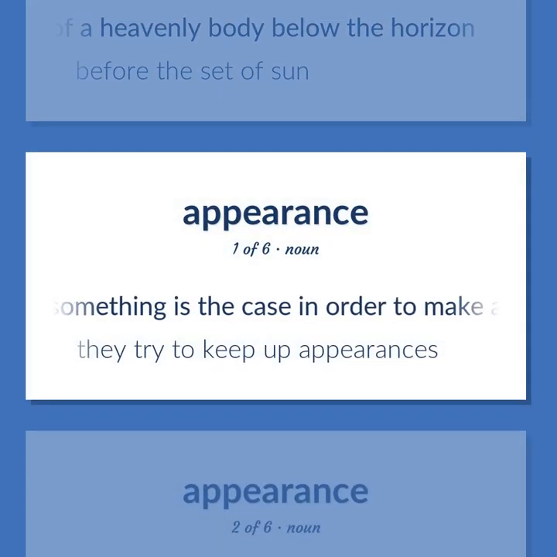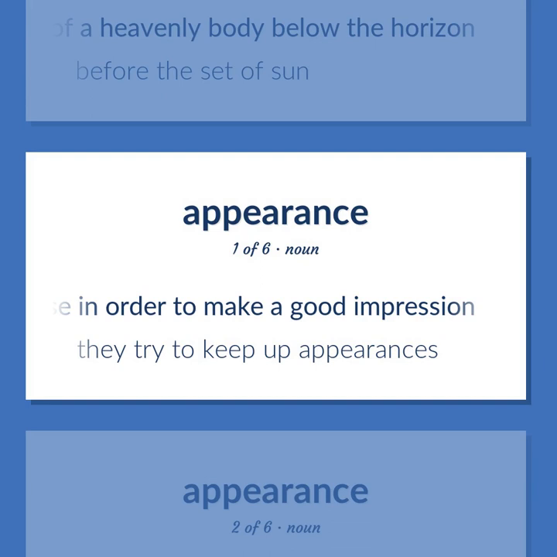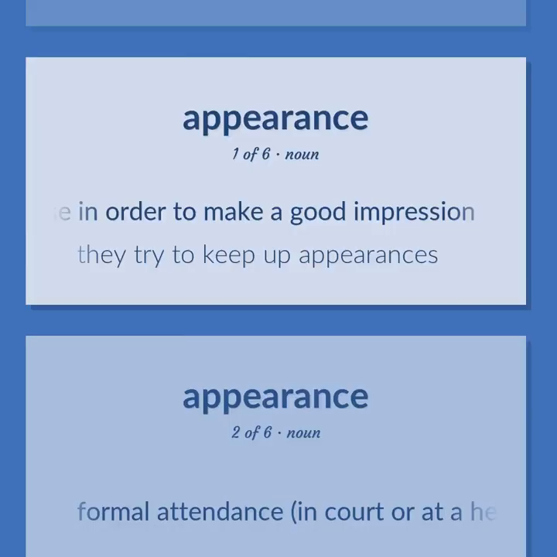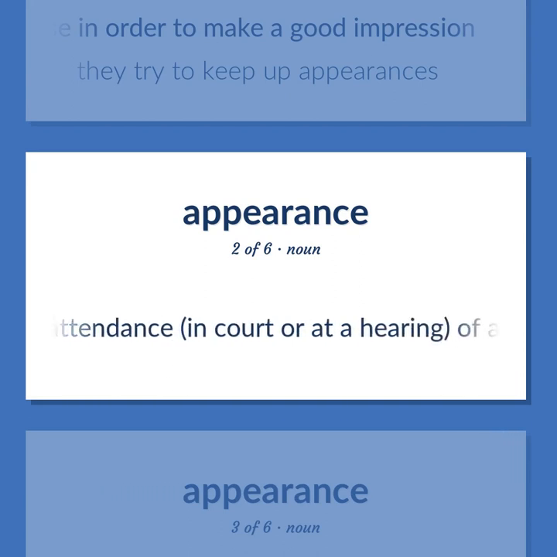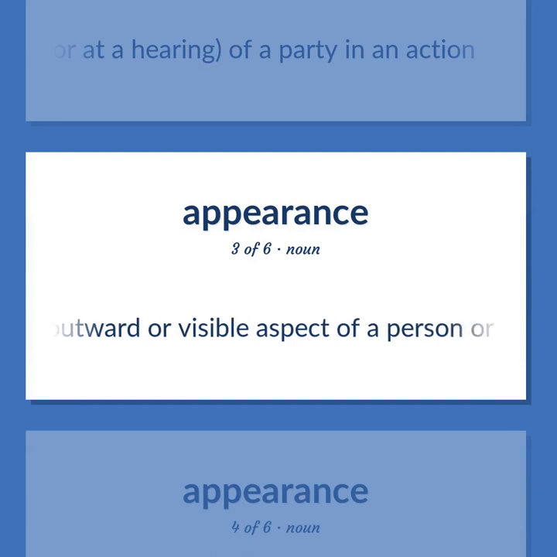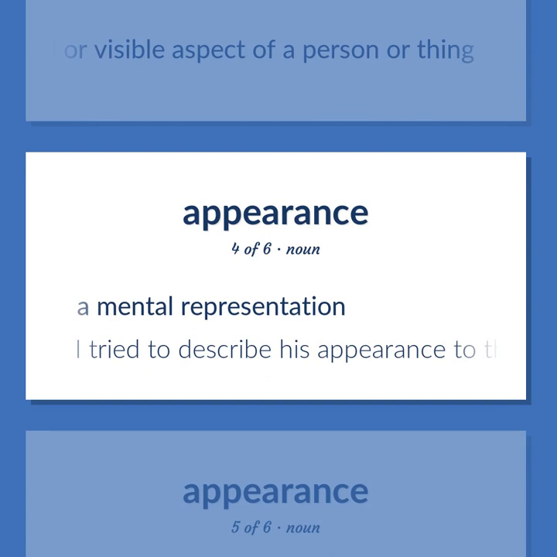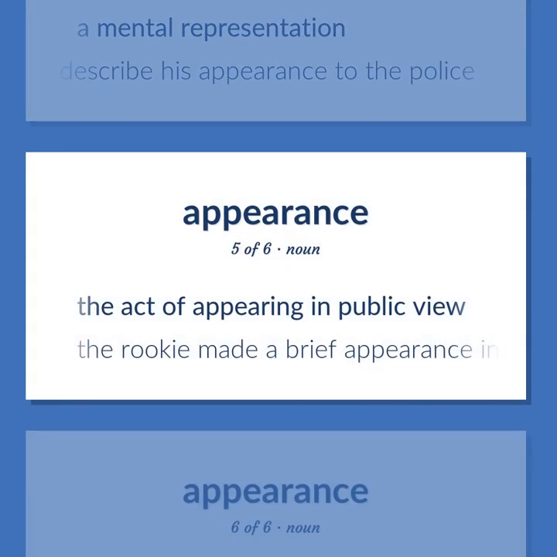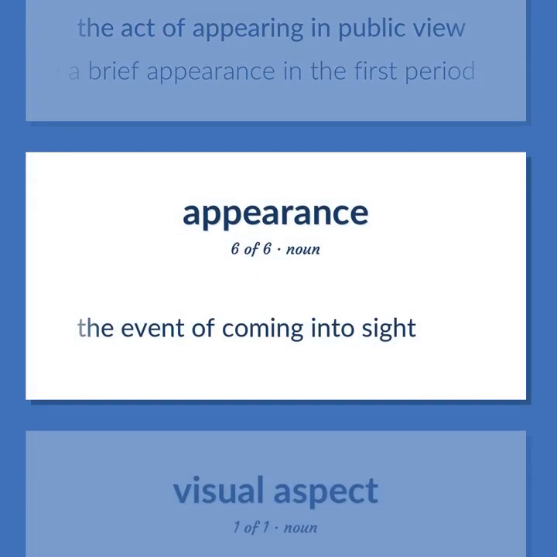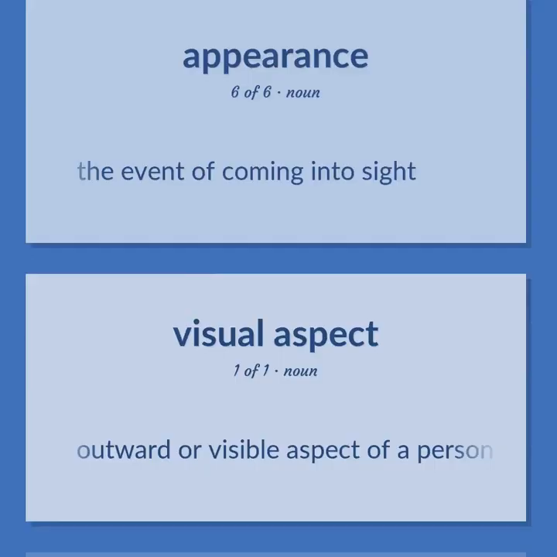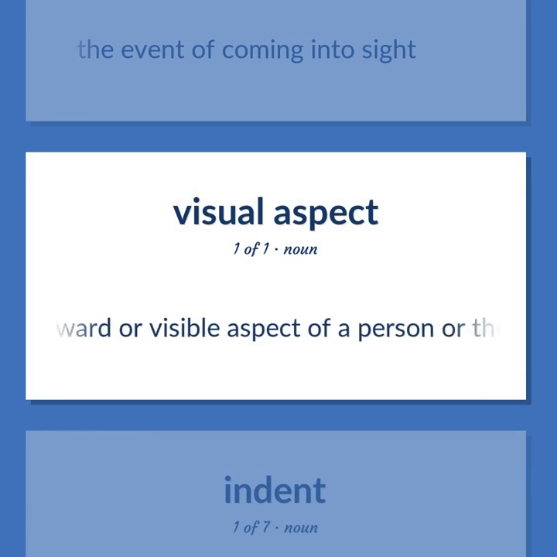Pretending that something is the case in order to make a good impression. They try to keep up appearances. Formal attendance, in court or at a hearing, of a party in an action. Outward or visible aspect of a person or thing. A mental representation. I tried to describe his appearance to the police. The act of appearing in public view. The rookie made a brief appearance in the first period. The event of coming into sight. Outward or visible aspect of a person or thing.